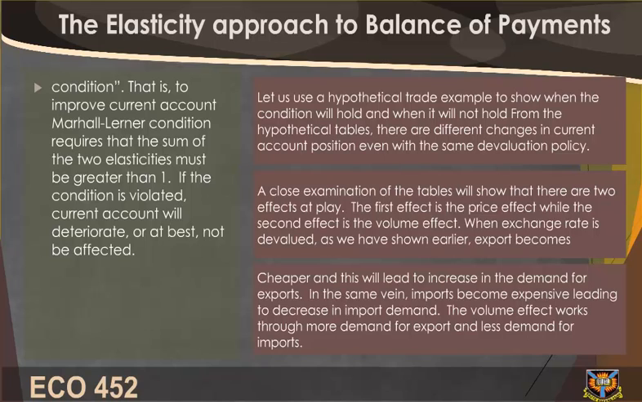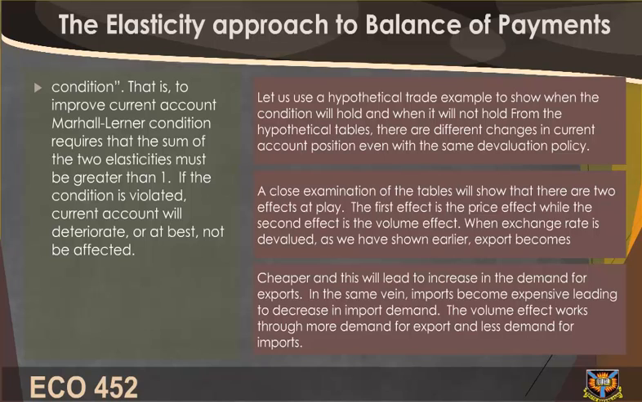Let us use a hypothetical trade example to show when the condition will hold and when it will not hold. From the hypothetical tables, there are different changes in current account position even with the same devaluation policy. A close examination of the tables will show that there are two effects at play. The first effect is the price effect, while the second effect is the volume effect.